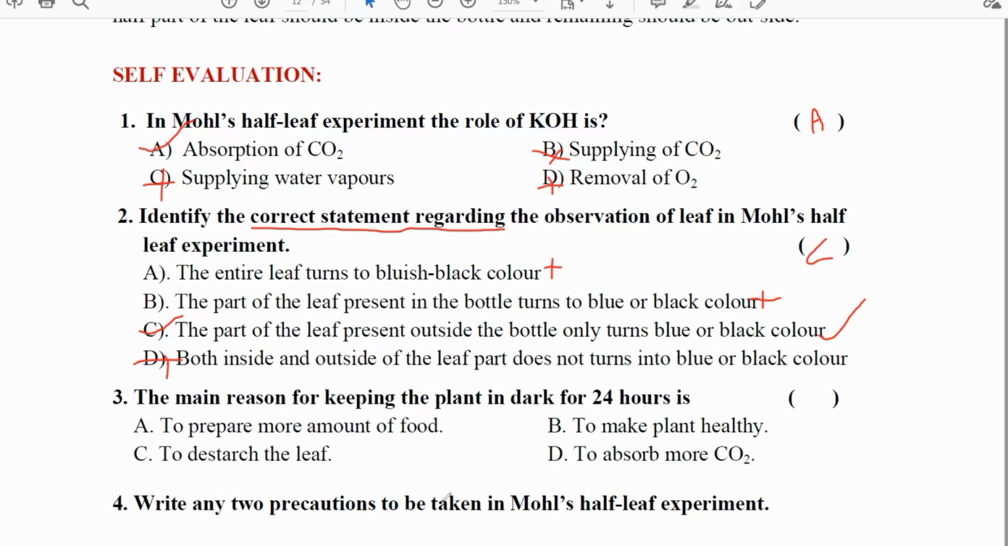Next, the main reason for keeping the plant in dark for 24 hours is to make sure that the leaves are free from starch. Here C is the right answer: destarch, that is, removal of the starch present in the leaves. When do we remove it? When we keep a healthy potted plant in a dark room without exposing it to sunlight, the starch automatically goes away. So the main reason for keeping the plant in the dark for 24 hours is to make sure that leaves are free from starch. The correct sentence is to destarch the leaf. So A is wrong, B is wrong and D is wrong. C is the correct answer.